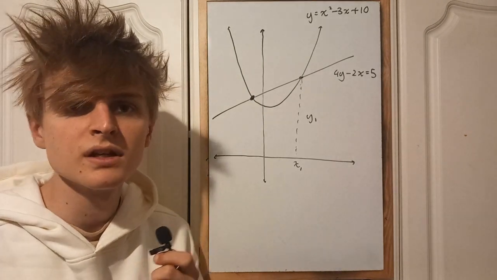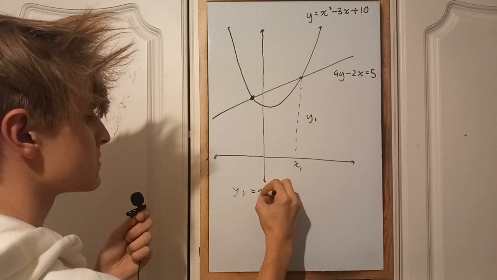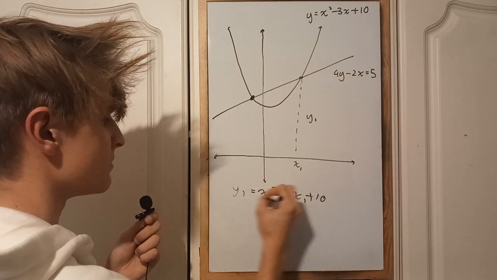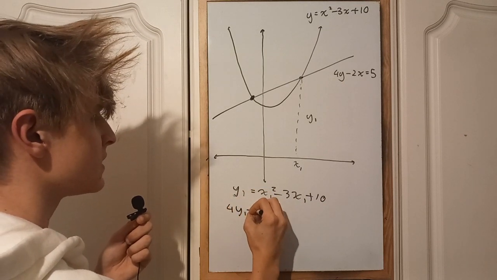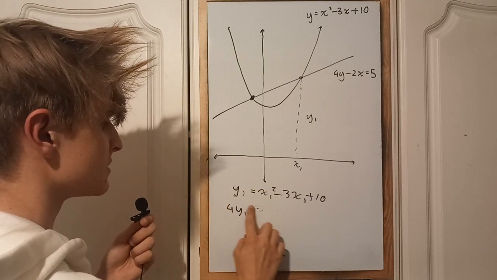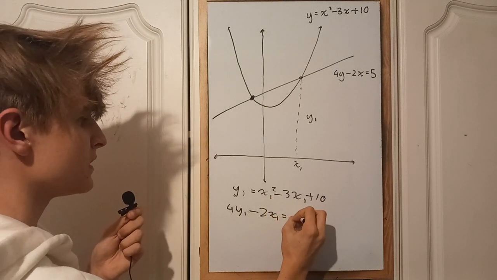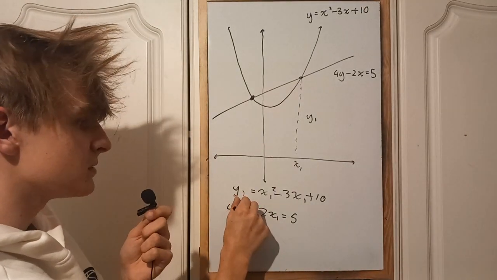This is going to be great, right? So let's write this down. We've got y1 equals x1 squared minus 3x1 plus 10. I'll make that a little bit clearer. And we've got that 4y1, sorry, not plus, that's a minus 2x1 must equal 5. And now what we can do here is notice that we already know what y1 equals.